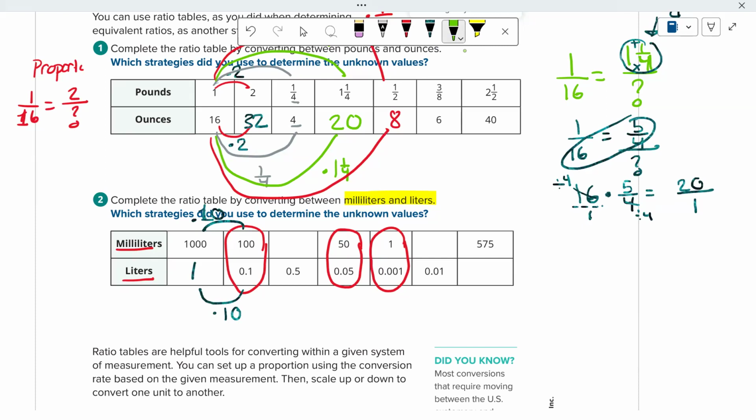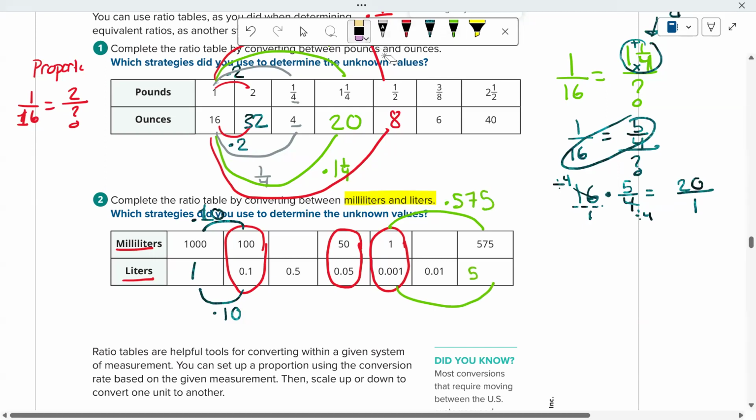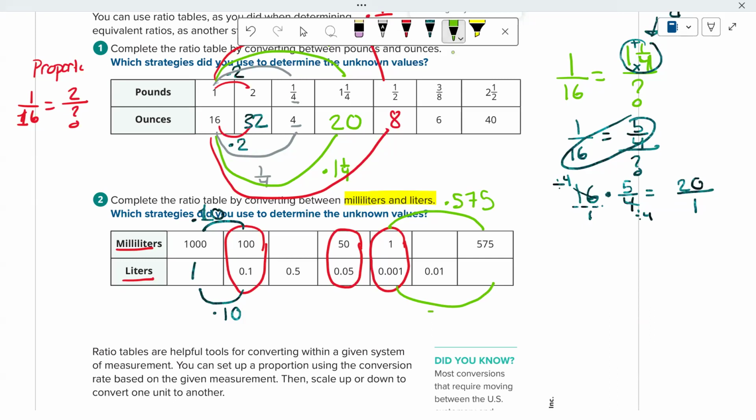Anyway, so how did 1 become 575? Well, I multiplied by 575. So it'll be 575.